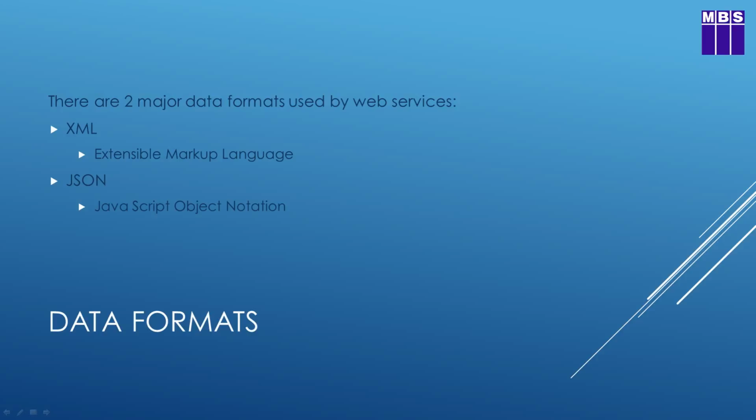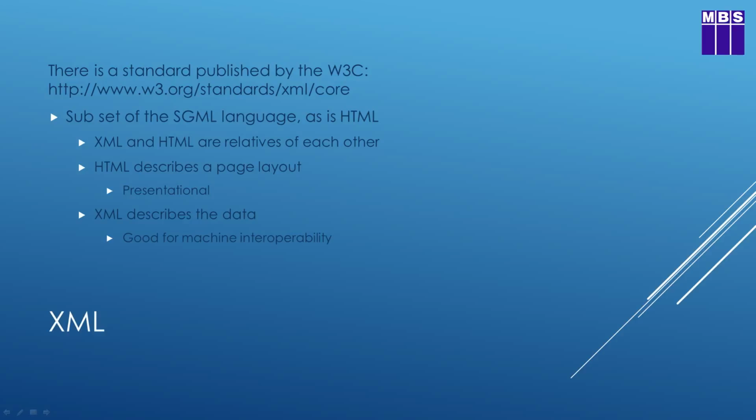And there are two major formats. There's XML and there's JSON. XML is the extensible markup language, and JSON is a bit newer than XML. It's the JavaScript object notation. Firstly, XML. XML is a standard published by the W3C as part of their standards body. XML is a subset of the SGML language, as is HTML. So in fact, XML and HTML are relatives of each other. And if you ever see a block of XML and you put it beside a block of HTML, you'll understand that they are in fact relative to each other.